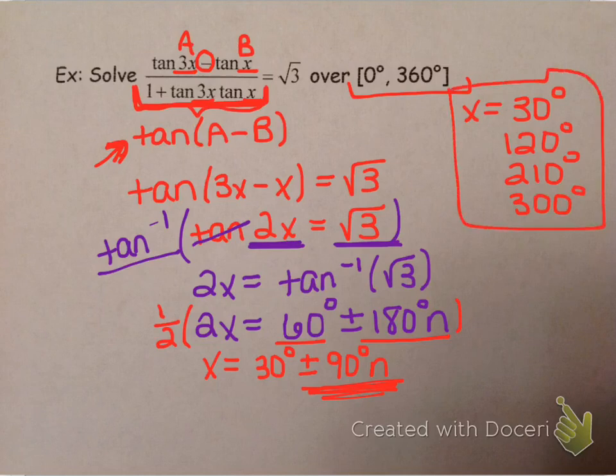And remember, we knew how many answers we were going to have, because normally inverse tangent of square root of 3 would normally have 2 answers between 0 and 360. Well, this 2x right here doubled that number of answers, so that's why we have 4.